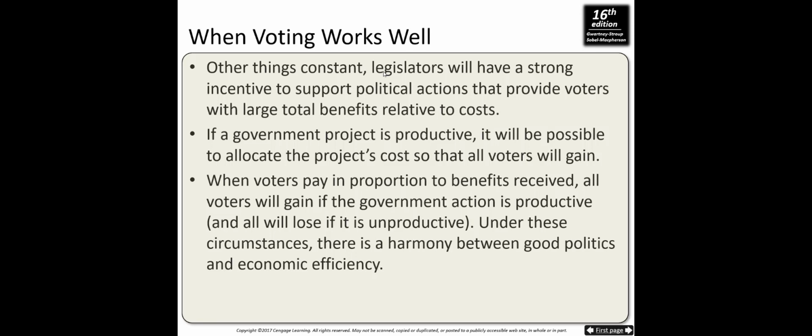If a government project is productive, it will be possible to allocate the project's costs so that all voters will gain. When voters pay in proportion to benefits received, all voters will gain if the government action is productive, and they will lose if it's unproductive. Under these circumstances, there is harmony between good politics and economic efficiency. So here is the idea. If you pay as much as you receive in benefit, then there is no problem. Because if a project is productive, everybody will gain, and if a project is unproductive, everybody is going to lose. So under these conditions, there is a harmony between good politics and economic efficiency.